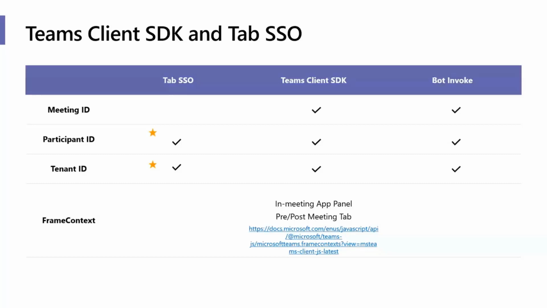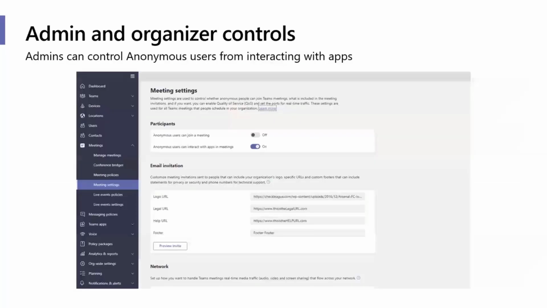So with that, there's always the more admin-oriented aspect. In the next few slides, I'll quickly gloss over the different admin experiences so that you are aware of how your app is being treated. Admins and organizer controls: for the very first time, anonymous users are able to not just join a call, but also interact with apps. And like I said earlier, they cannot add, remove, or uninstall applications. But if you send an adaptive card to the meeting chat, anonymous users can actually participate in it.